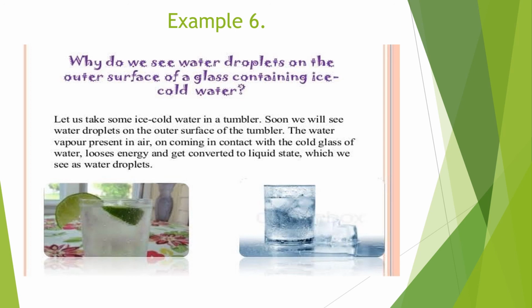Let us take some ice cold water in a tumbler. What you will observe is that soon we see water droplets on the outer surface of the tumbler. Why is this so? Because the water vapor present in air, on coming in contact with the cold glass of water, loses energy. As it loses energy, it gets converted into the liquid state, which we see as water droplets. So these are some of the applications where we can see evaporation causing cooling.